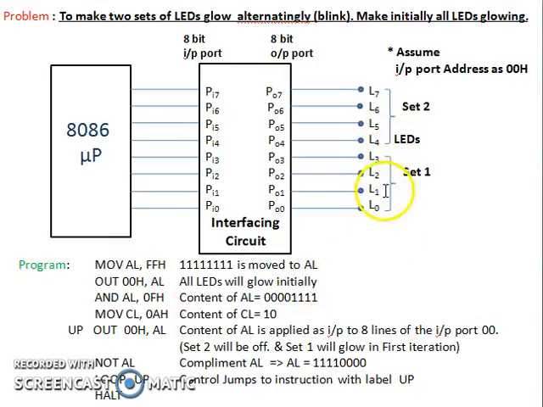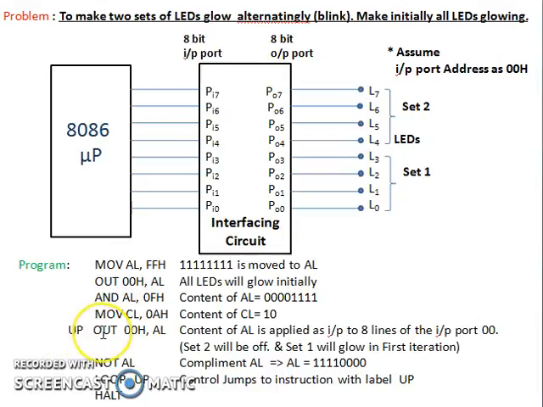Now we have to make these sets blink. For that we have to change the contents of the accumulator such that the least significant 4 bits are 1 and the most significant 4 bits are zeros. So for that you have to AND the contents of AL with 0FH. So the contents of AL are now as shown here. When you OUT this content of AL to the port 00H, then set 1 will be glowing and set 2 will be off. In the next instruction we are complementing the contents of AL. Now the contents of AL are as shown here.